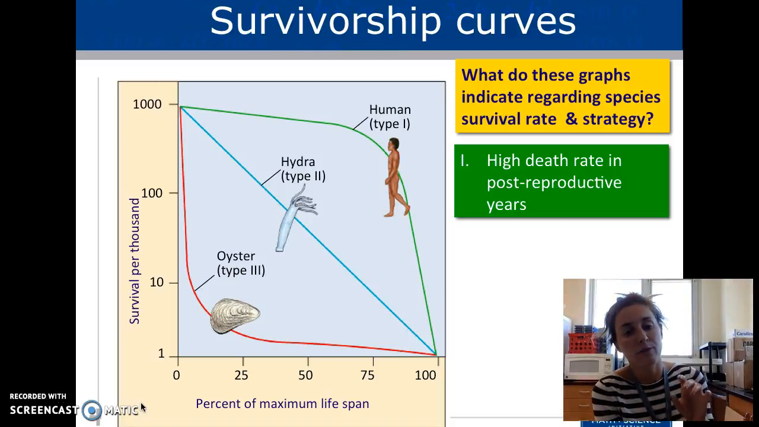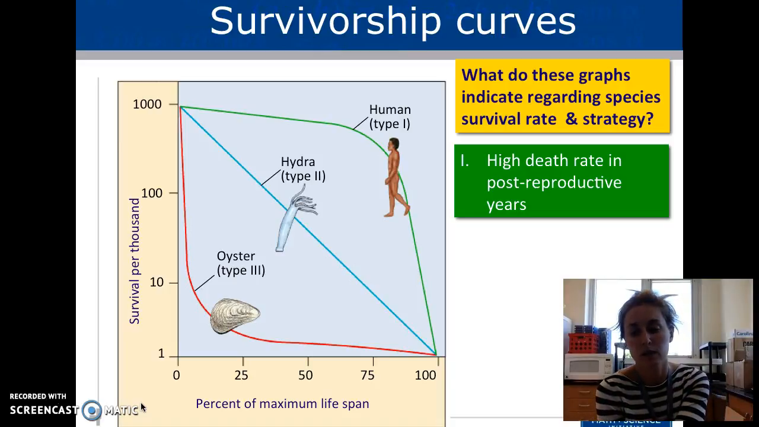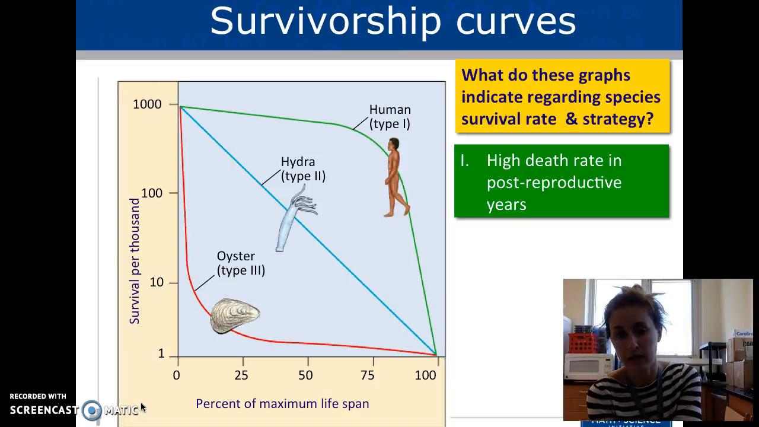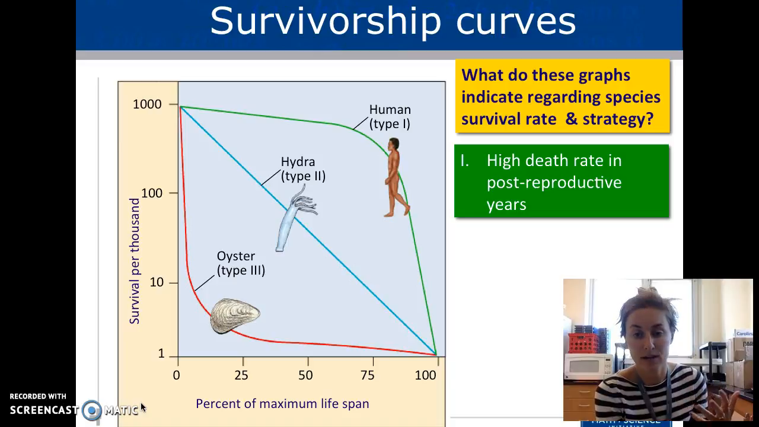Type 1. When we look at this graph, we know that the x-axis is the percent of the maximum lifespan in years. So, right, 0 would be when I'm born, 100 would be when I die. So my x-axis is basically just the progression of my life. The y-axis is looking at my survival rate per 1,000. What we see is that at birth, type 1, like humans, have almost 100% chance of surviving. Whereas my death rate, once I get to 100, pretty much everyone is dying off around 100.